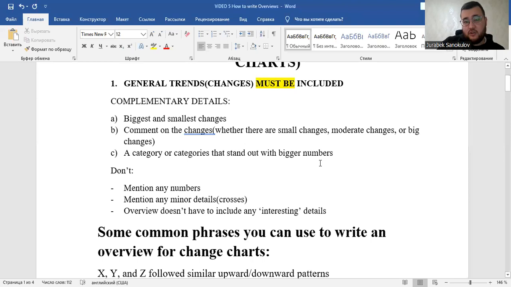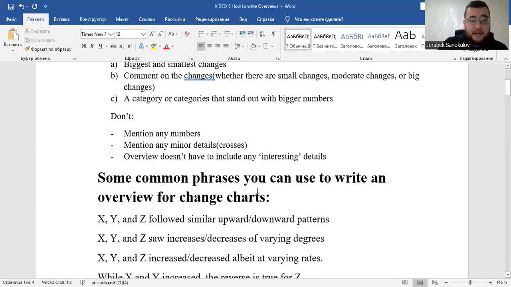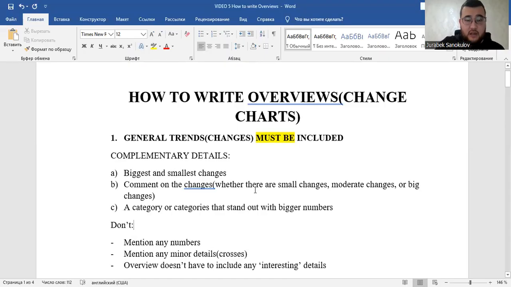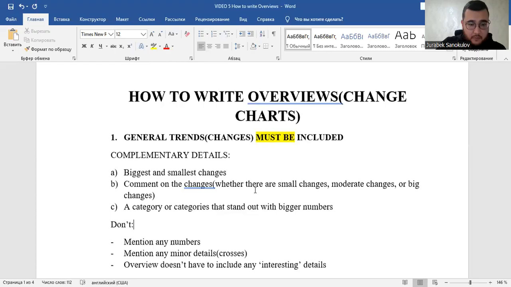You need to include the general trends, and then you can mention, and I'm not saying you must, you can mention the biggest and smallest changes. You can comment on the changes, and you can mention a category or categories that stand out with bigger numbers. So that's the general explanation of how an overview should be written. Of course, I'm going to show you examples.